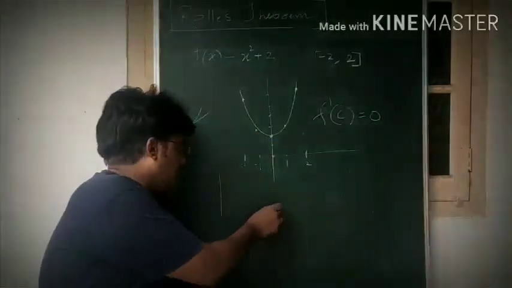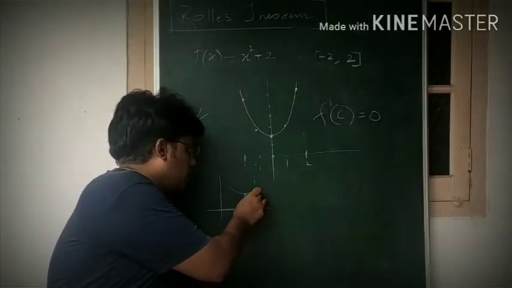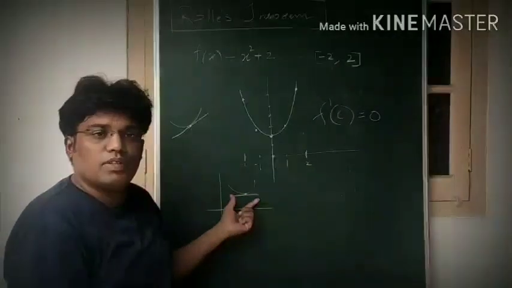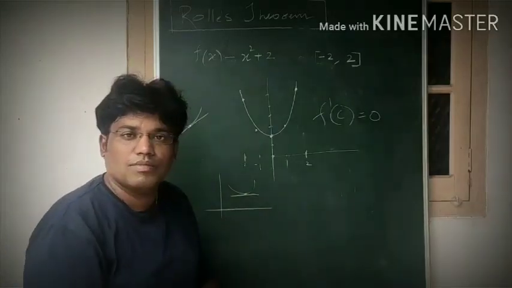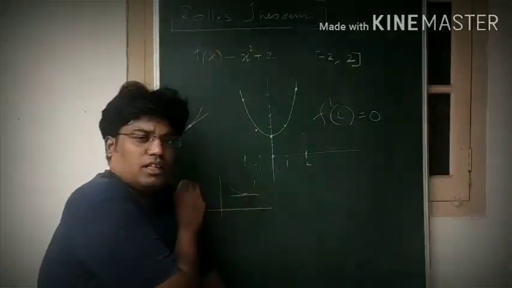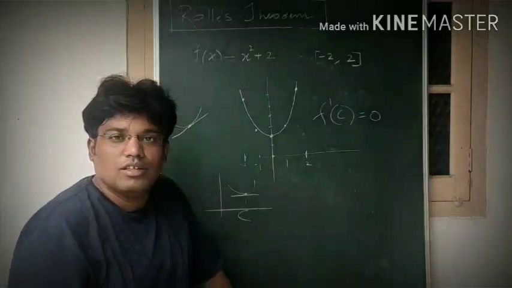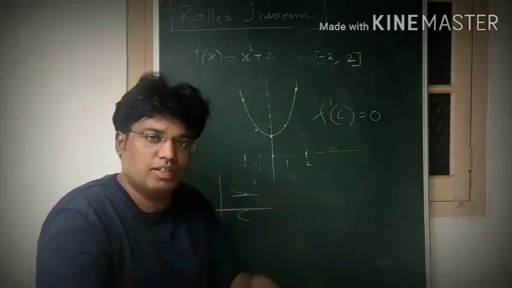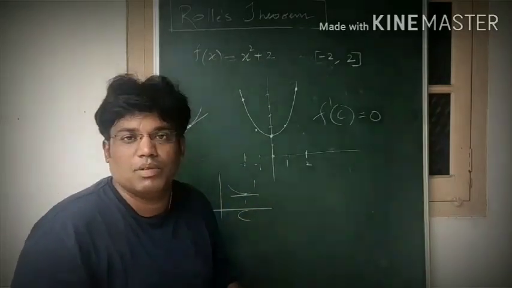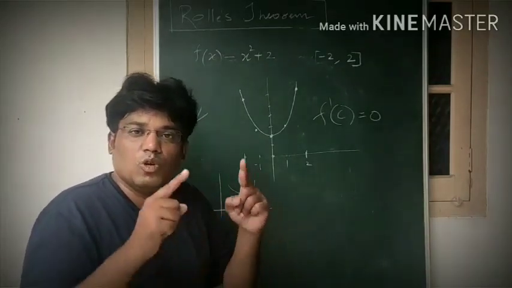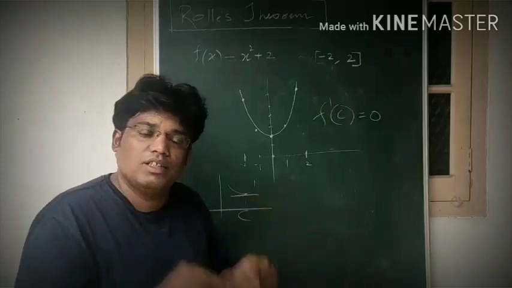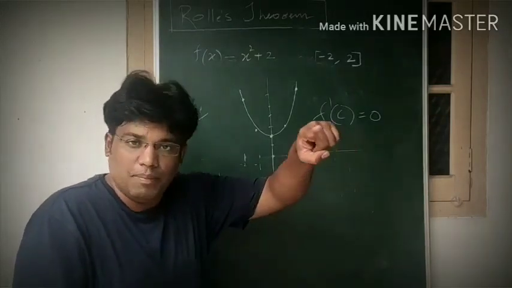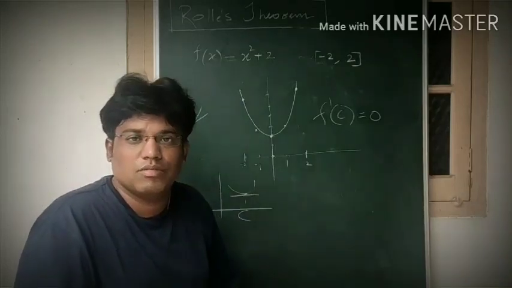For example, for a curve I have drawn a tangent like this. This is parallel to the x axis, right? So what will be the slope of this tangent? 0. So the tangent at the point C, f dash of C, means the slope of the tangent at the point C. This point is to be remembered. What is f dash of C? Slope of the tangent drawn at the point C is equal to 0 means the tangent is exactly parallel to the x axis. That's all.